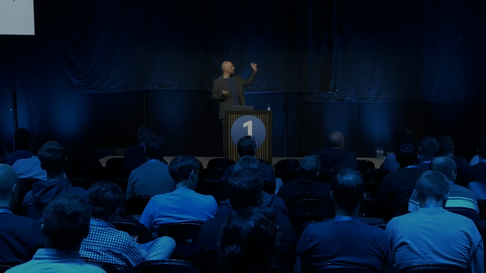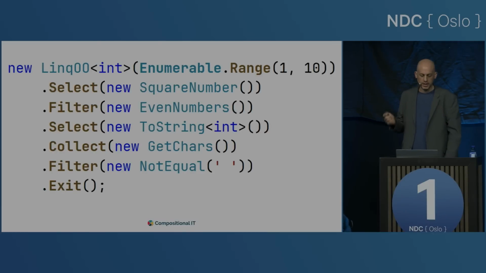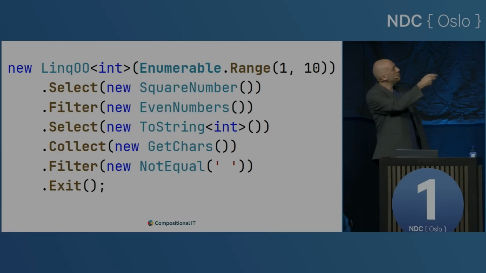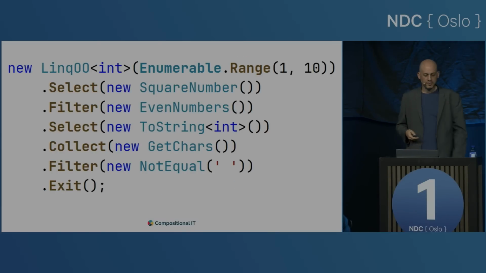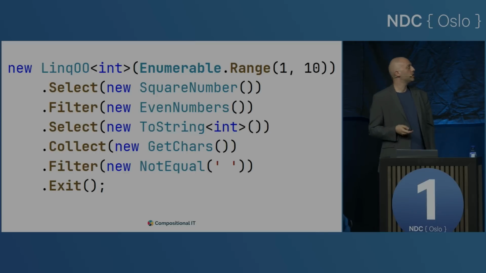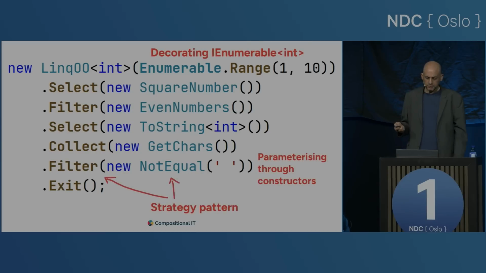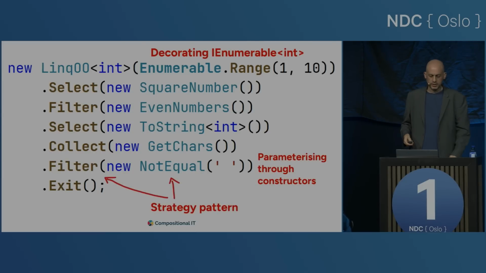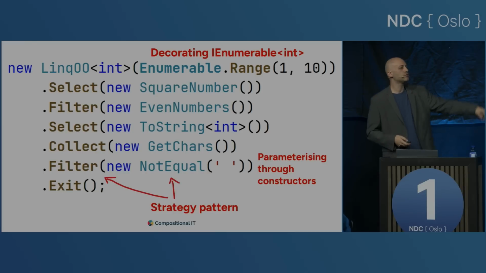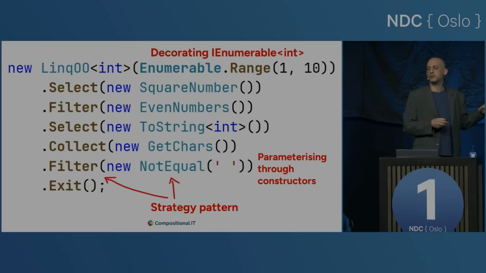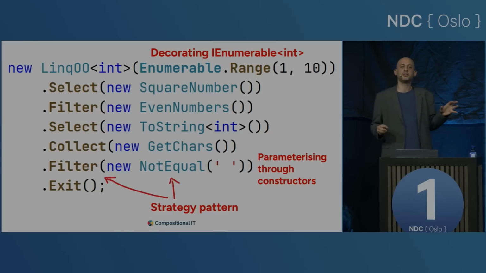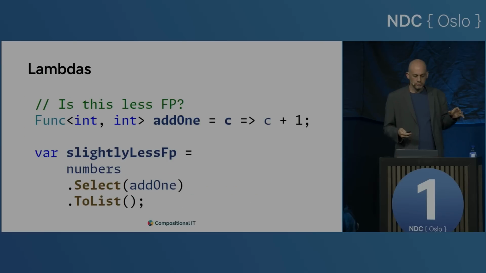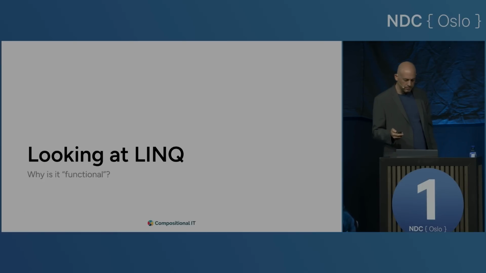You'd probably have to do this every time you wanted another pipeline stage. You'd have to make a new class, implement this interface as a new type. And then you'd be passing them in everywhere. So we'd have select with a new square number operator and a new even number. So we're using things like the decorator pattern and strategy pattern, and we've got parameterization via constructors again. It's all back to where we were in the C# 1 and 2 days. Let's go forward again.